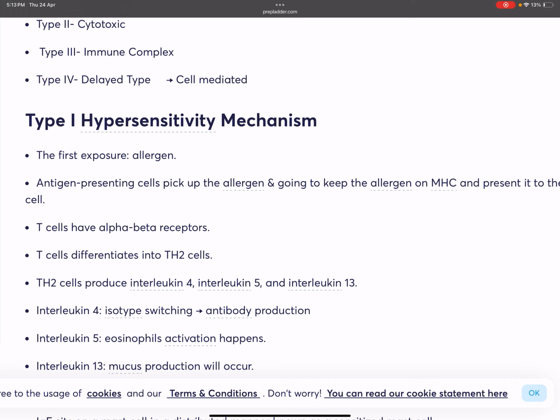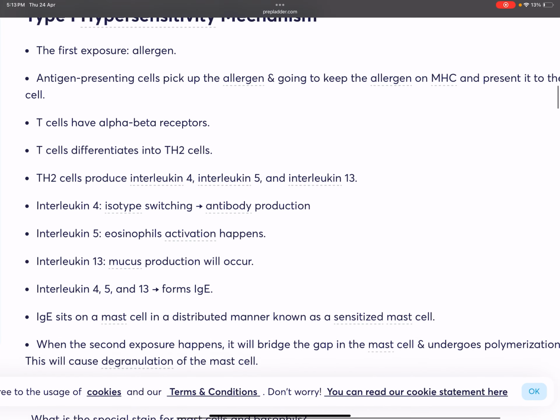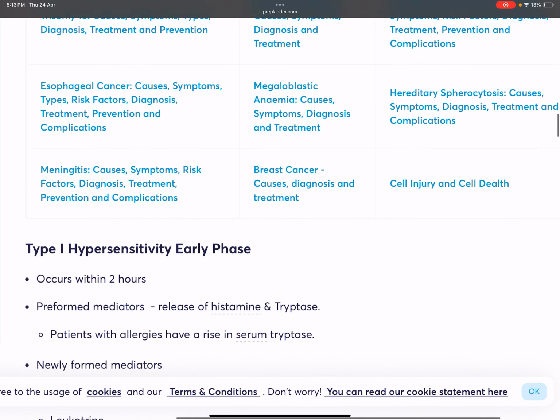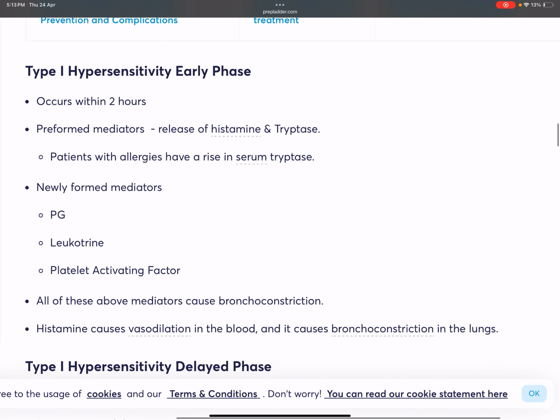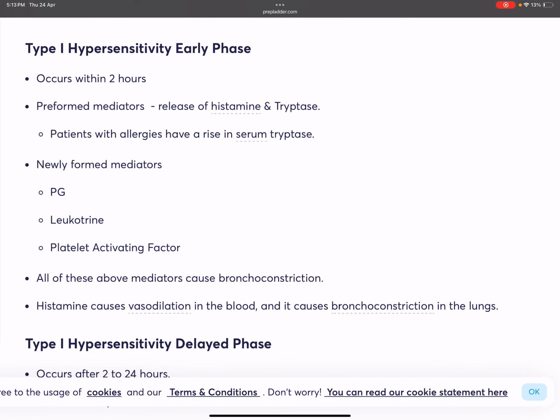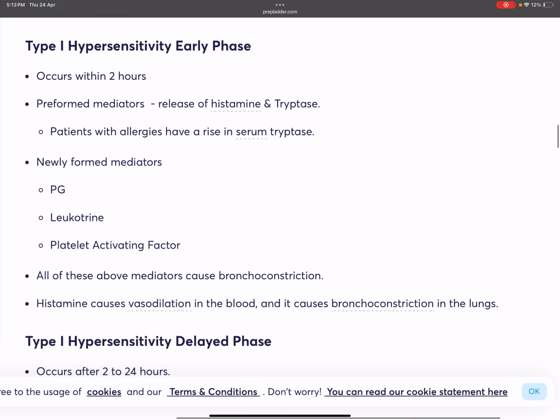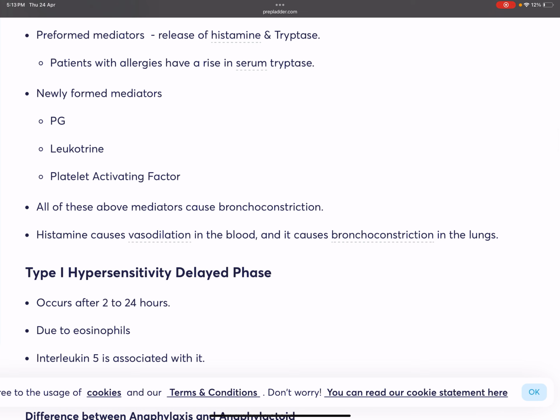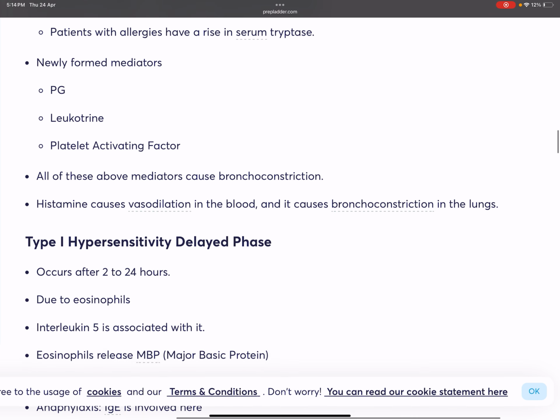Now we will discuss further things related to the hypersensitivity mechanism. This is all related with the allergy part. I will discuss the important things with you first. Type 1 hypersensitivity is the early phase and it occurs within 2 hours. It has a release of histamine and tryptase, and newly formed mediators: prostaglandins, leukotrienes, and platelet activating factors.